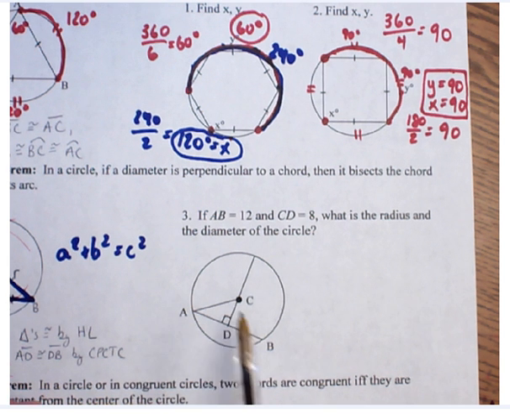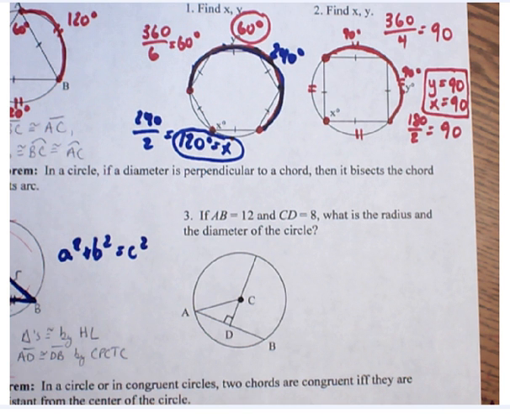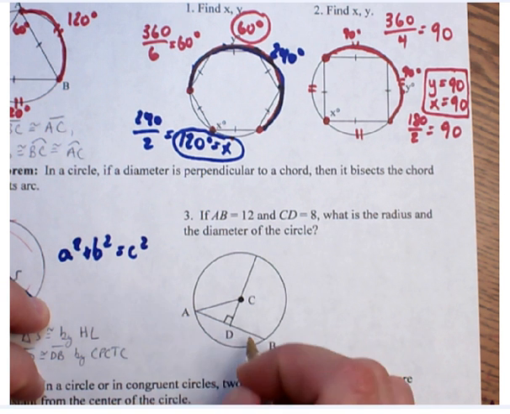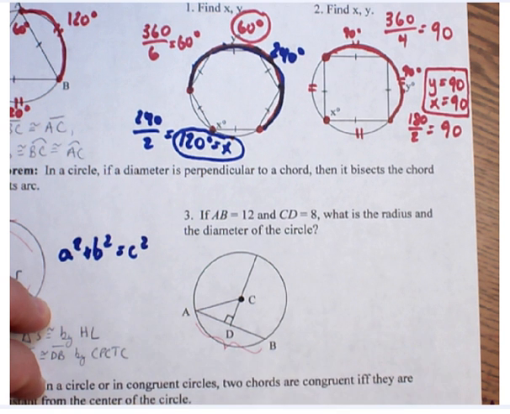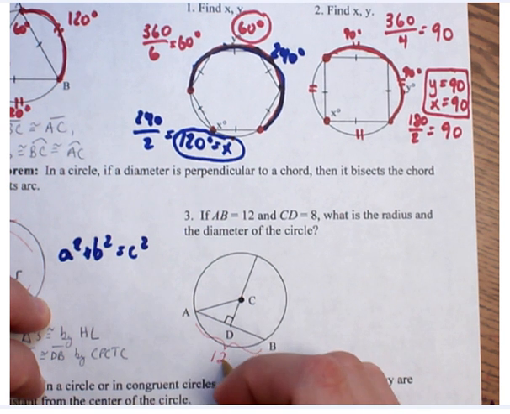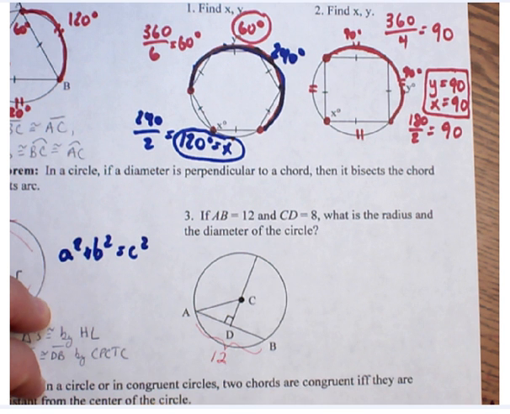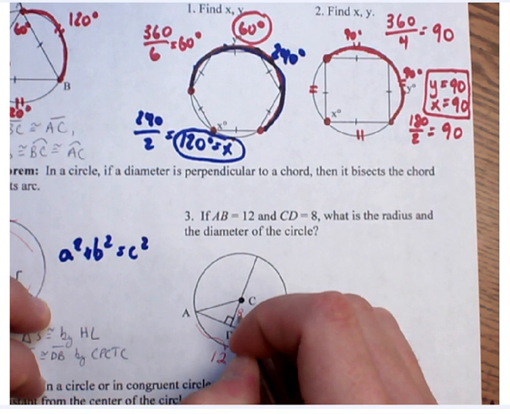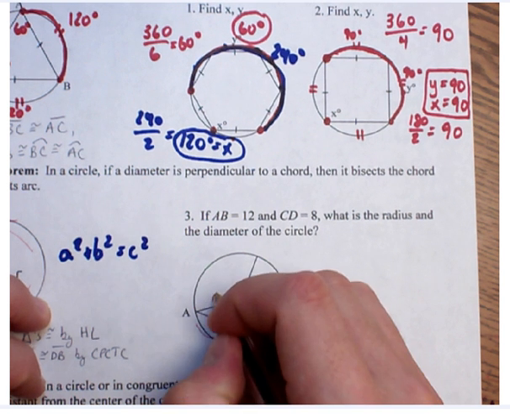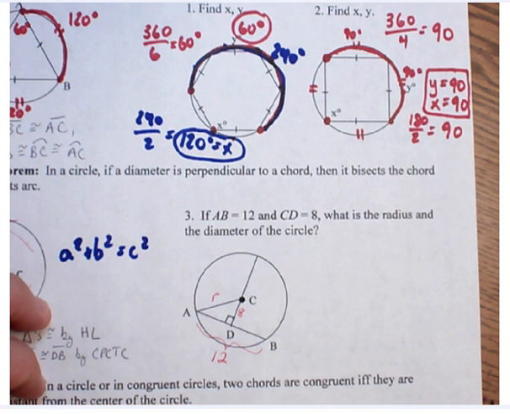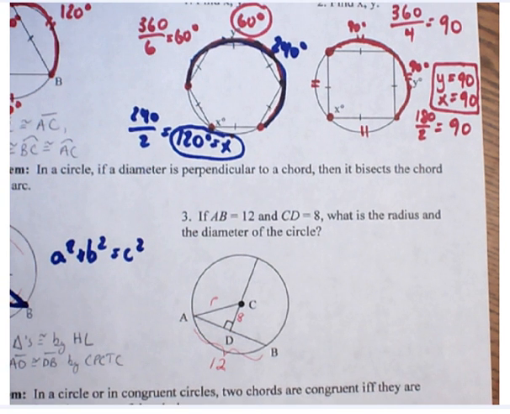And the idea is you want to draw it in a way that gives you a right triangle, which they give you. All right, so let's label what we know here. They say AB is 12. Now AB is the chord, so that whole distance there is 12. The length of CD is 8. What is the radius? So we're looking for R.